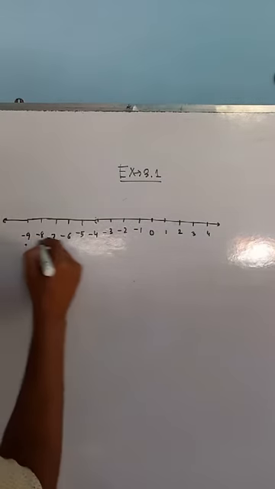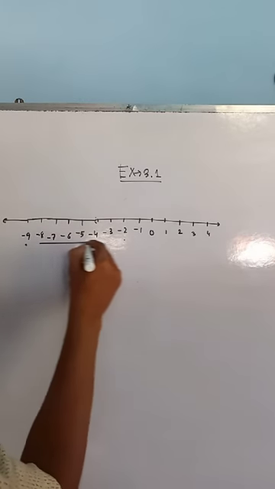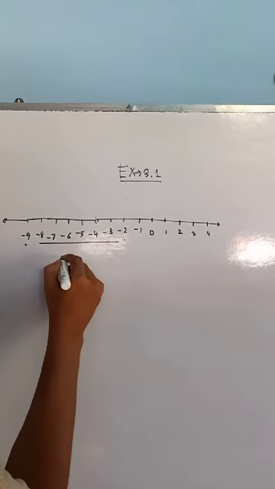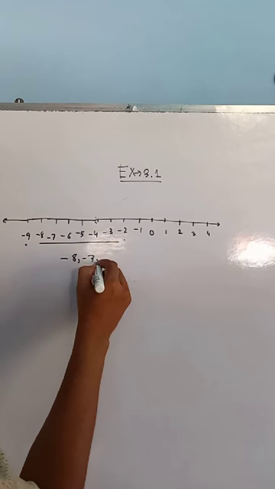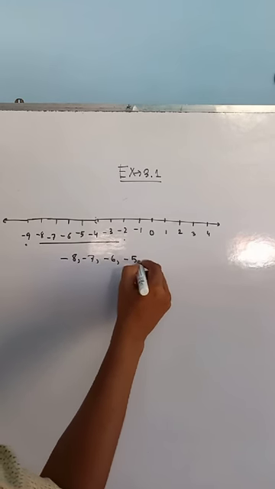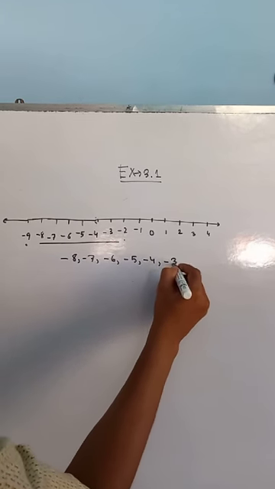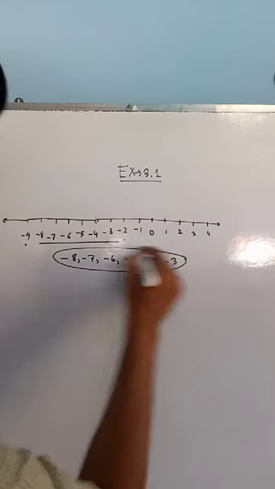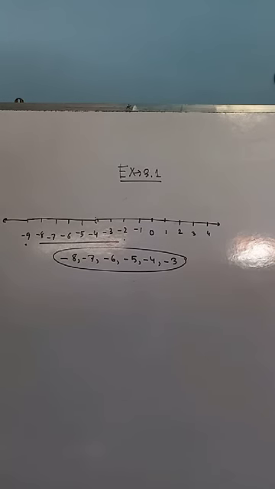The question asks which integers lie between minus 9 and minus 2. This is minus 9, this is minus 2. Which integers are there? This is the answer: minus 8, minus 7, minus 6, minus 5, minus 4 and minus 3. This is the answer from there.